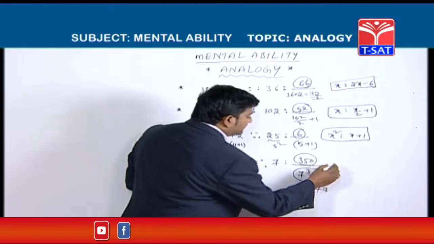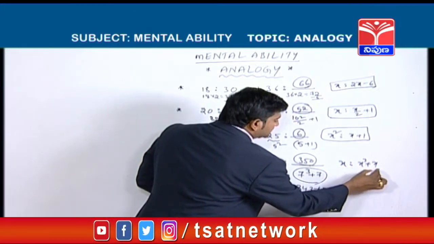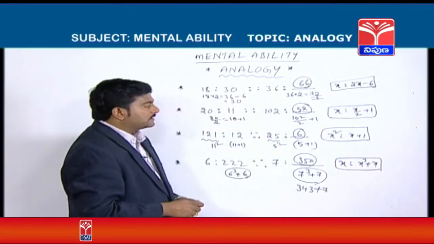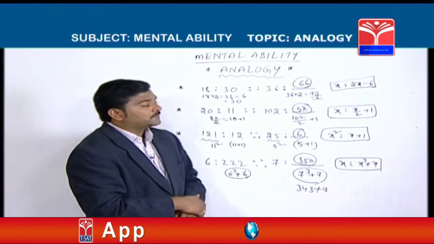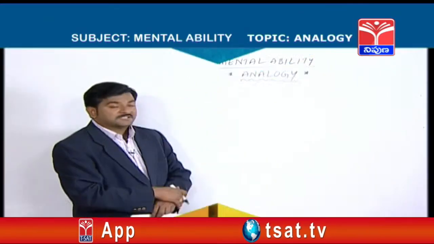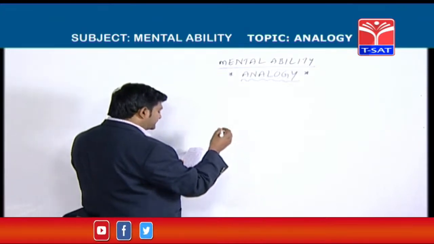So indirectly, what is the concept involved here? X is to x cube plus x. That is the concept involved in this example. Okay, these are the four beautiful concepts related to the number analogy part. Still we will discuss some other models. Now some other models in the number analogy part. Let us start by taking some examples.